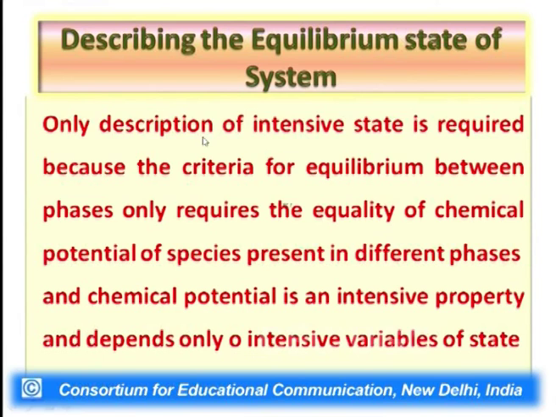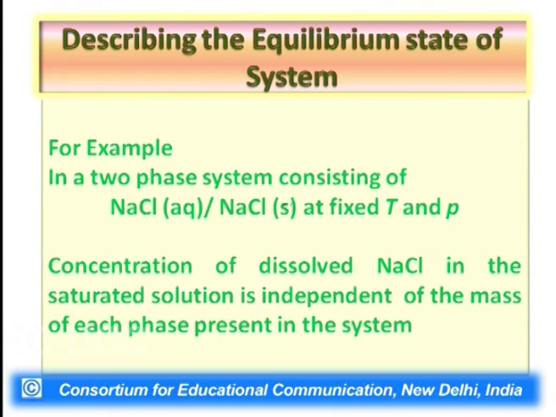for equilibrium between phases only requires the equality of chemical potentials. That is what we have talked about, and chemical potential is an intensive property and depends only on intensive variables of state. Now, this point can be illustrated with the help of an example.